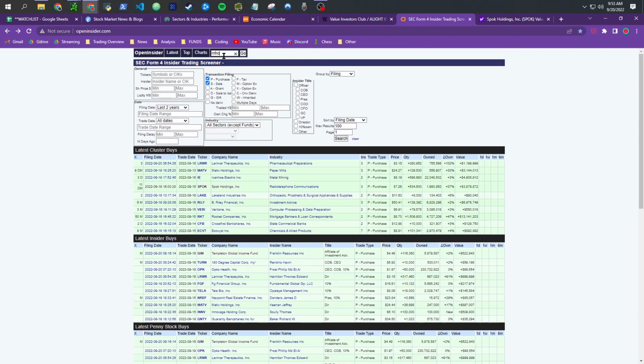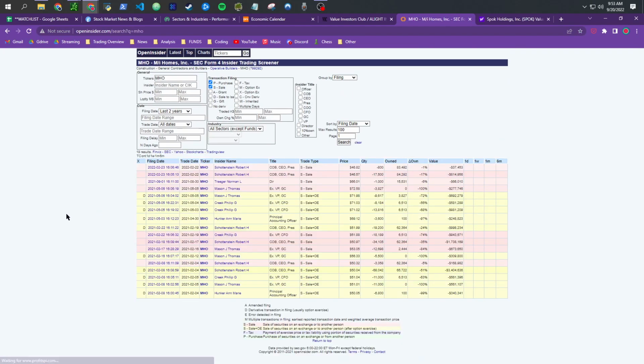Well, I'll go back to MHO because I know that had what I'm looking for. So MHO, you have just straight share sales, and then you have sales plus option exercise. So this could just be, maybe they just need to pay the bills, right? Like Zuckerberg does this all the time with his shares, or at least he used to, and now I guess he doesn't want to anymore because the price has tanked.